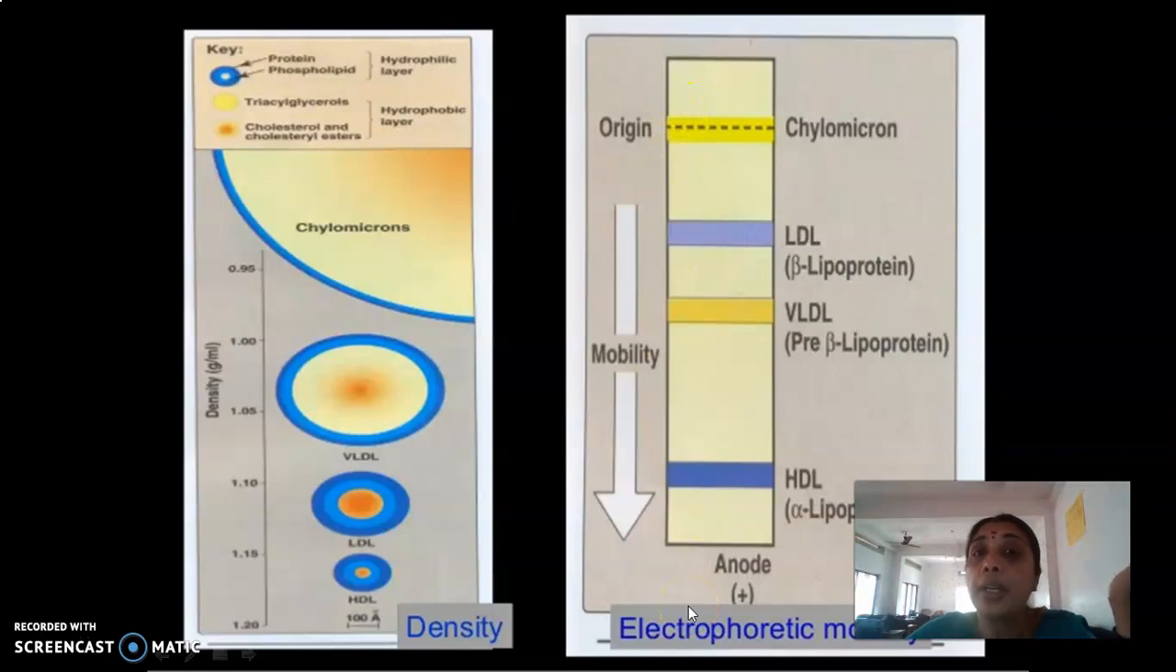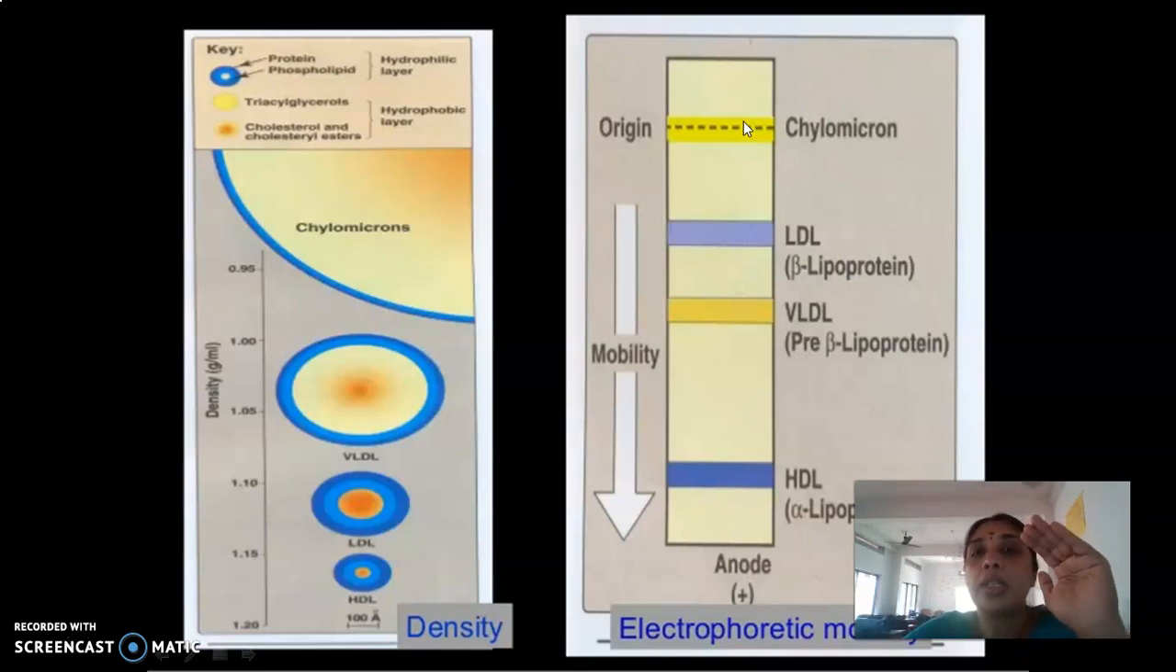That is, the one with the highest protein content will move at the highest speed, right? So this is the origin of application, and the serum is applied, and current voltage is applied. Sample applied, current given, switched on, it is kept undisturbed. During electrophoresis, once we give power, we should not disturb the electrophoretograph.